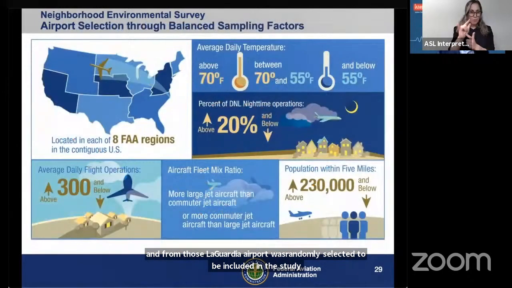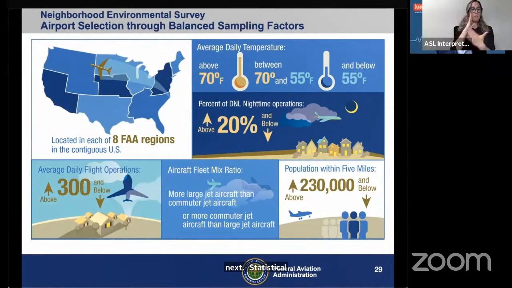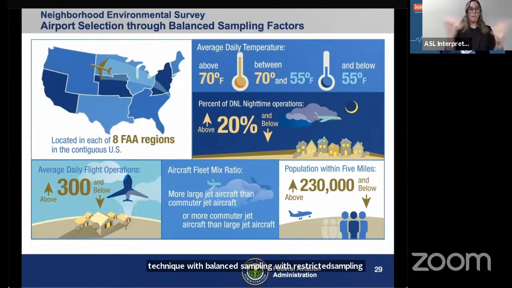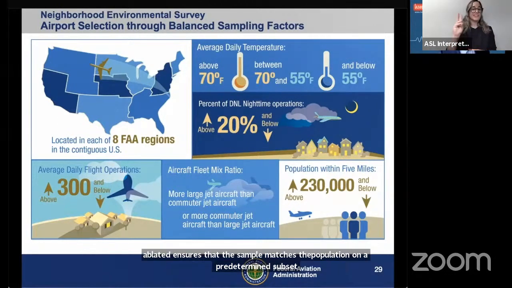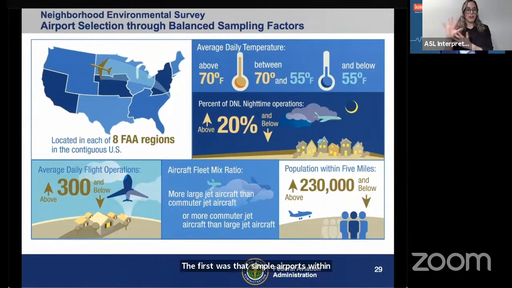A statistical technique called balanced sampling with restricted random sampling was used to select the 20 airports. Balanced sampling ensures that the sample matches the population on a predetermined subset of characteristics called the balancing factors. The six FAA-chosen balancing factors are shown on the slide. The first factor was the proportion of sampled airports within each region would be approximately equal to the proportion of the 95 within that region.